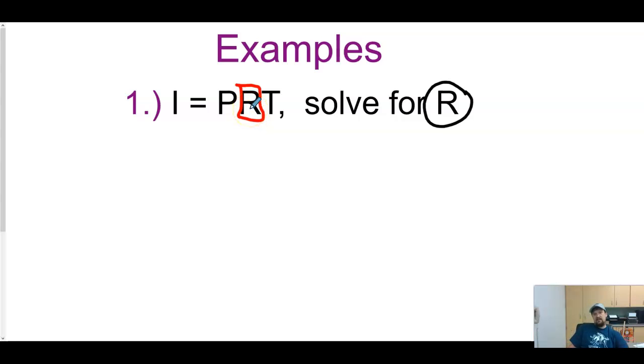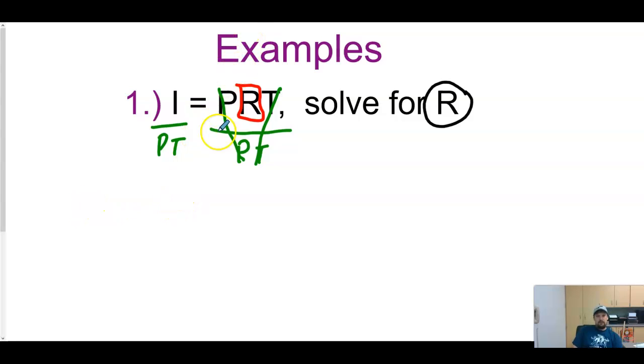So how do we get the P and the T away from the R? Well, it looks like they are connected through multiplication. And the inverse of multiplication is division. So we're going to go ahead and divide by P and by T. But instead of doing it one step at a time, I can actually just go ahead and divide both of them at the same time. I'm going to divide by both P and T. And once I do that, the P's cancel out, the T's cancel out, and R is by itself.